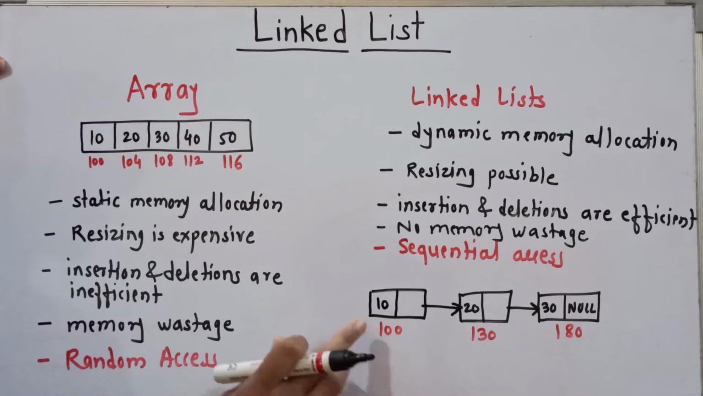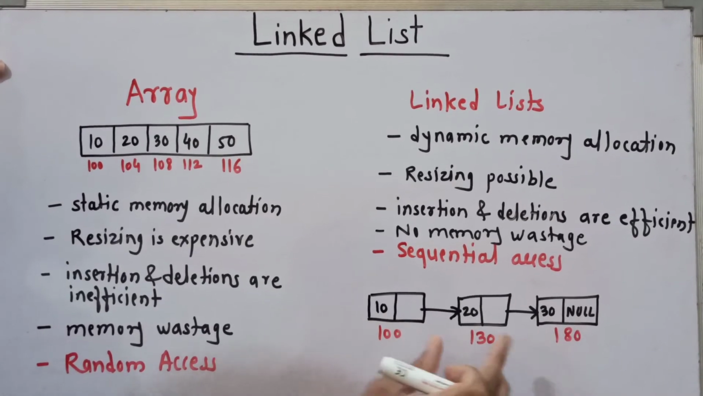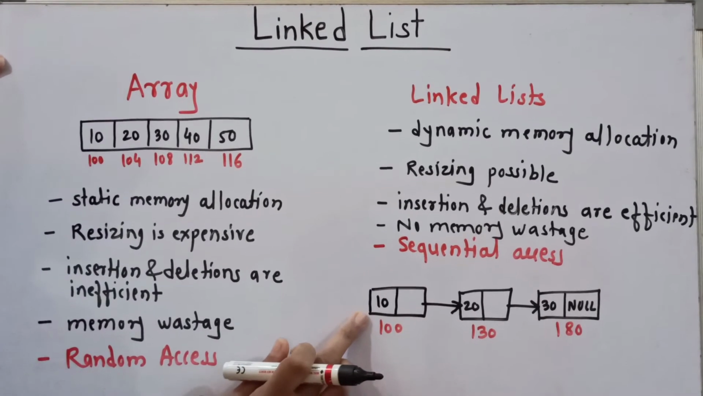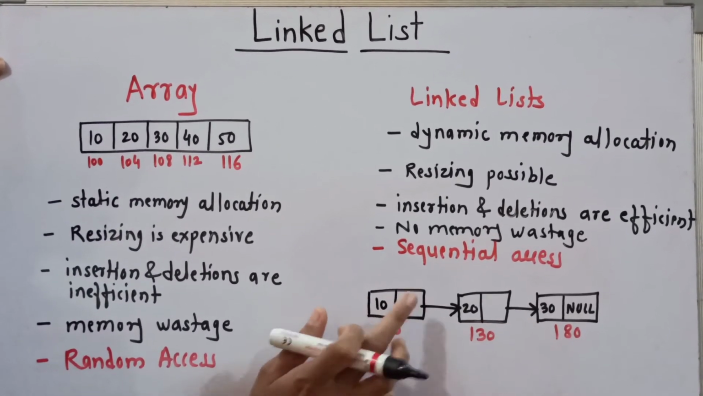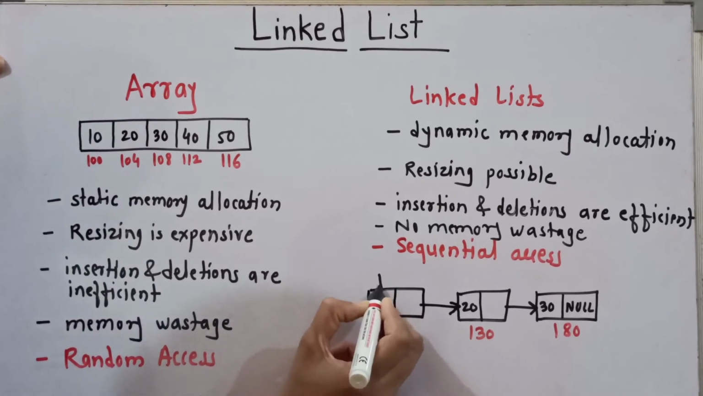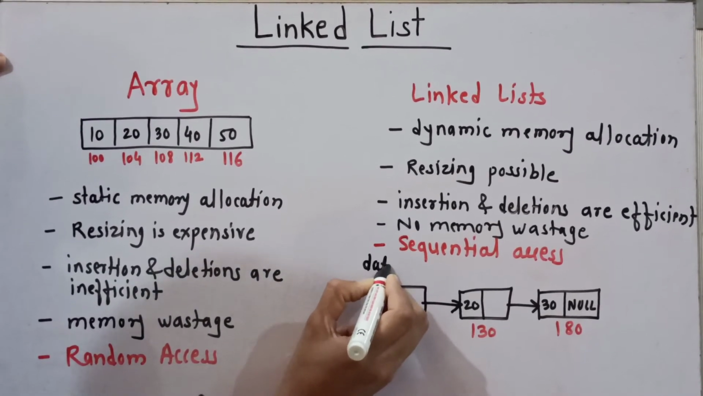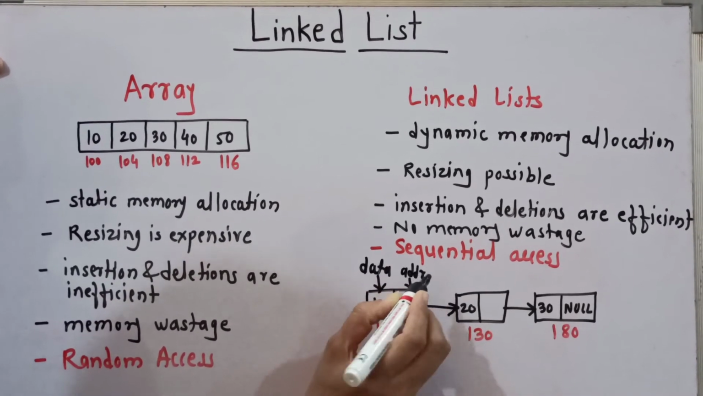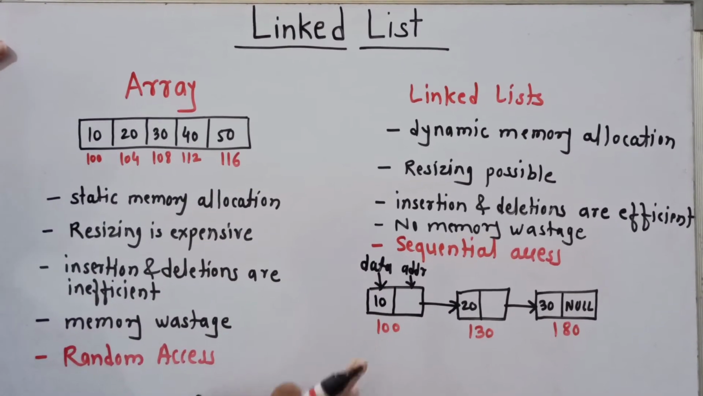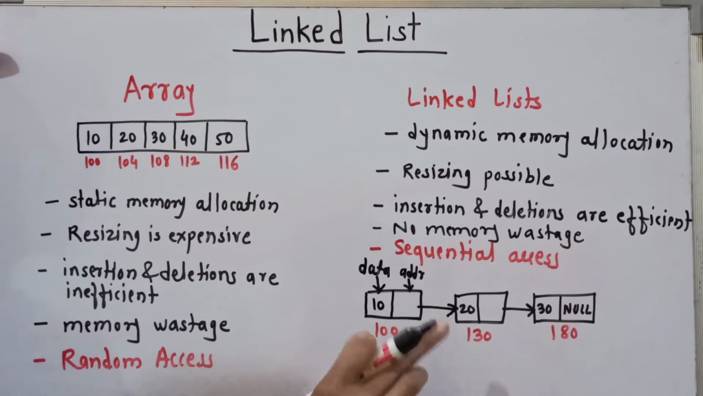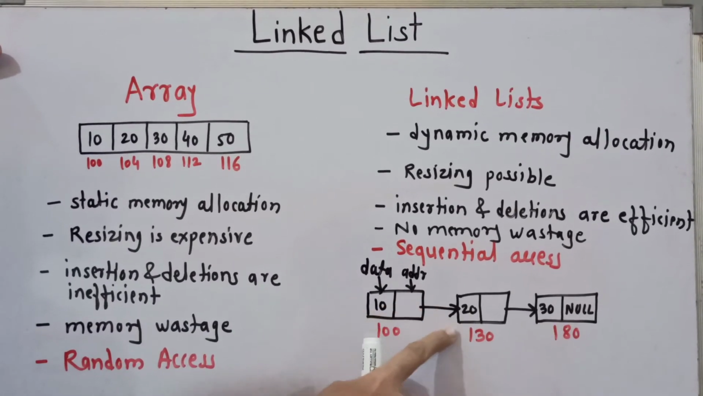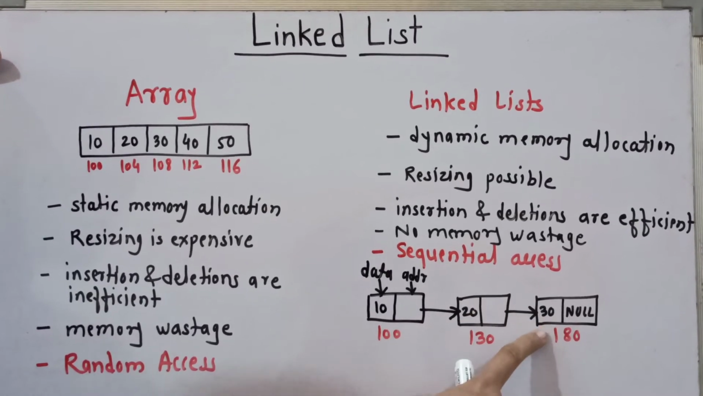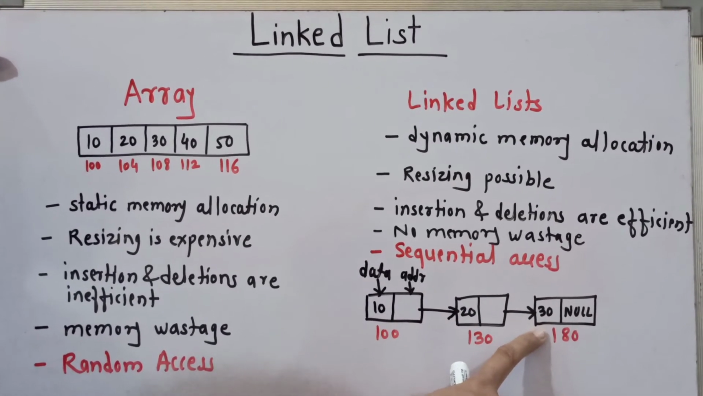If you see here, this is the linked list. It is a collection of nodes. Different nodes are present, and each node contains a minimum of 2 parts. The first part is called the data part, and the second part is called the address part, or the pointer part. This address part contains the address of the next element present in the list.